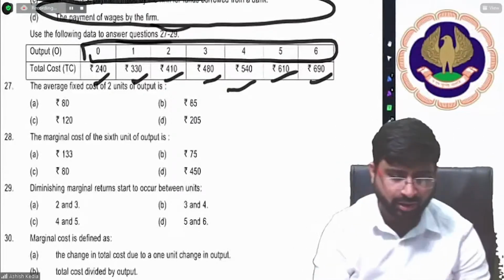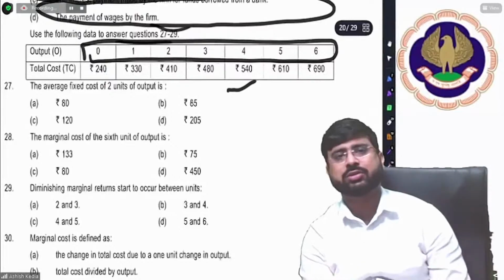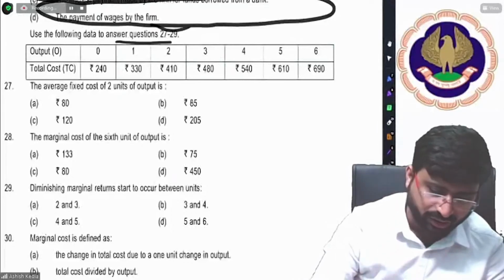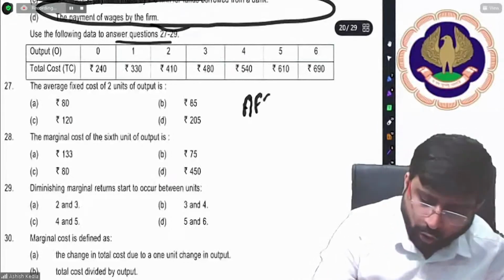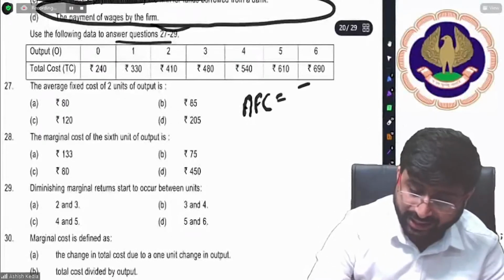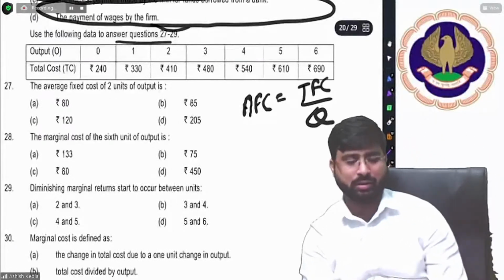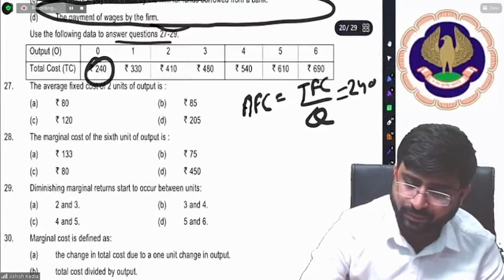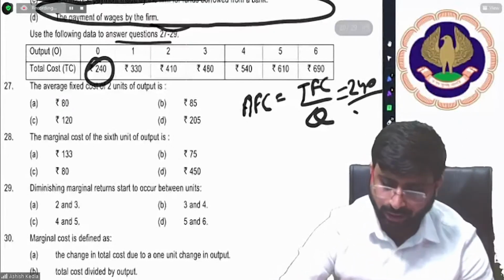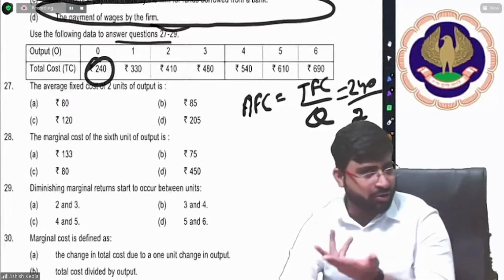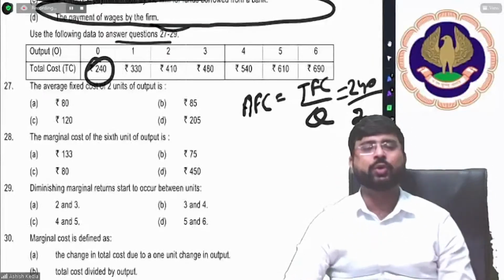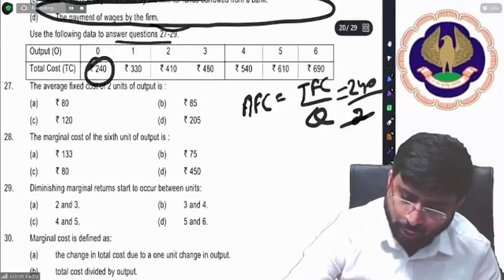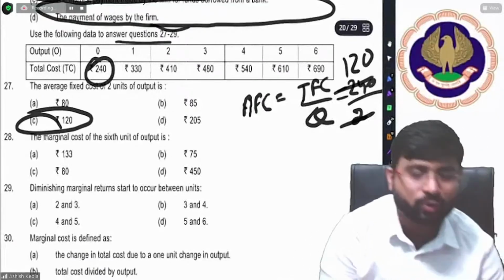All right. Now what they're asking is, what is the average fixed cost of 2 units of output? Now, my dear friends, average fixed cost is nothing but total fixed cost divided by quantity. So what is total fixed cost? It is 240. We are referring to 2 units here, because total fixed cost is going to be the same at all quantity levels. So when you do 240 by 2, your answer comes to 120, and hence the average fixed cost is 120.